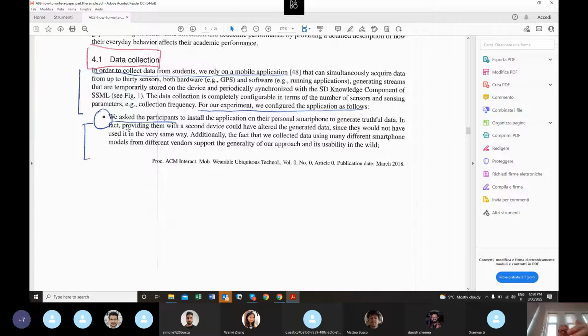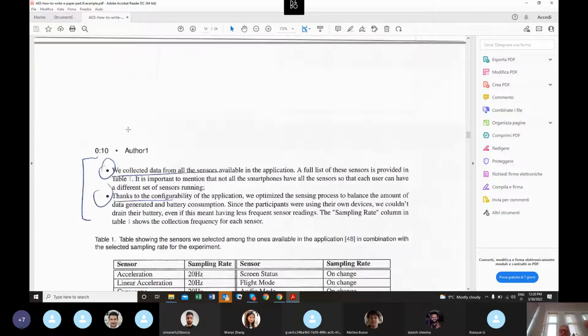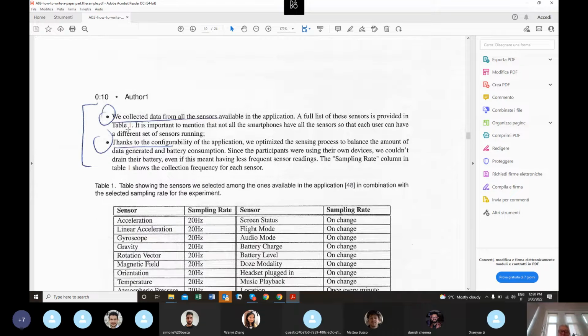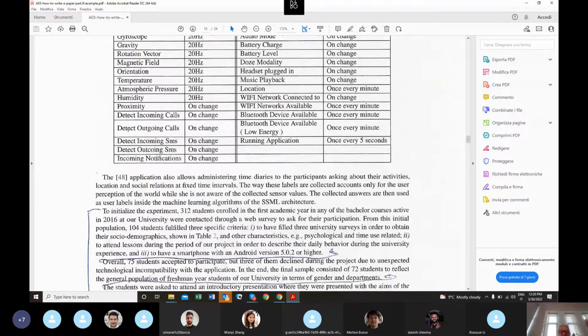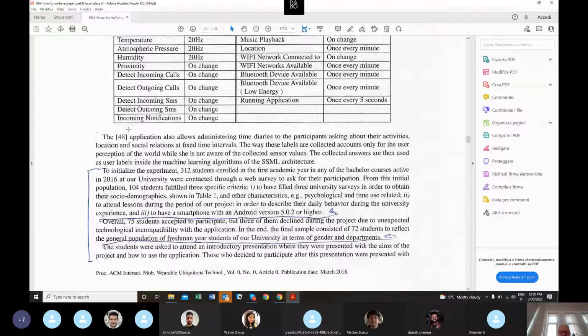But then again, for our experiment, we configure the application as follows. And again, we use the itemize, right? Three items. Then we give a table. And then we do the description.